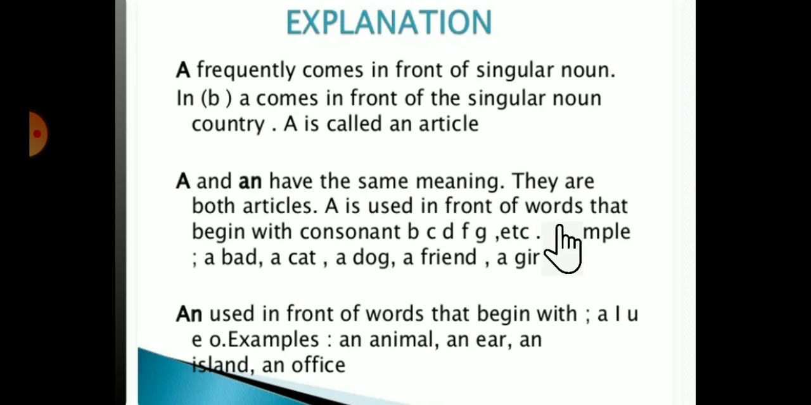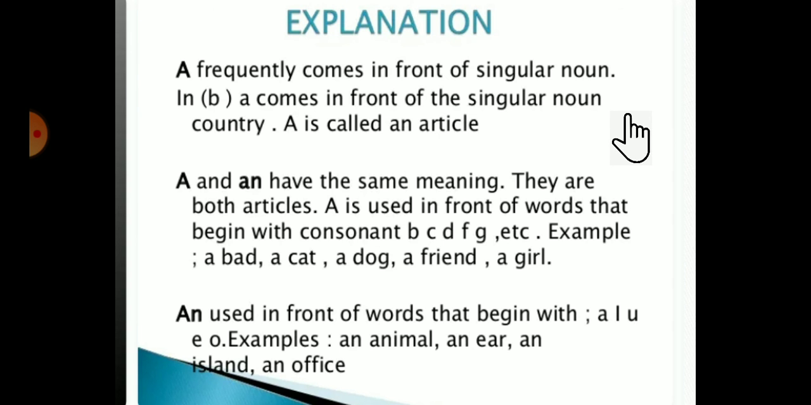A is used in front of words that begin with a consonant, like B, C, D, F, G, etc. Example: a bat, a cat, a dog, a friend, a girl. They are used in front of consonant sounds. Then when to use an? An is used in front of words that begin with A, E, I, O, U. Example: an animal, a year, an island, an office. So this explanation is related to the articles.